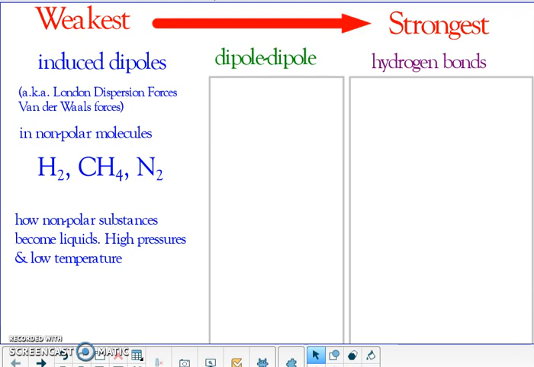However, if those molecules are forced together by very high pressure or very low temperature, or both, if they are forced to get close to one another, they create a dipole, and that dipole-dipole that is created or induced is called a London dispersion force, and that is the weakest intermolecular force of attraction. That is what holds nonpolar substances together when they become a liquid.